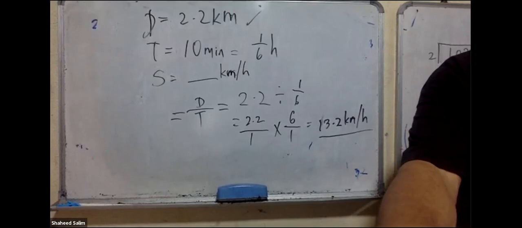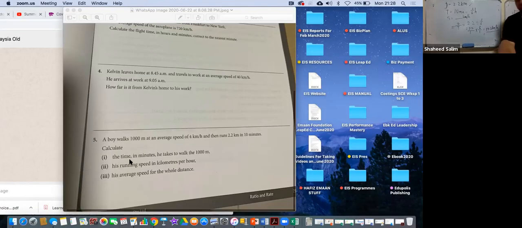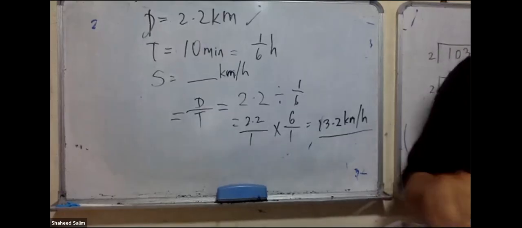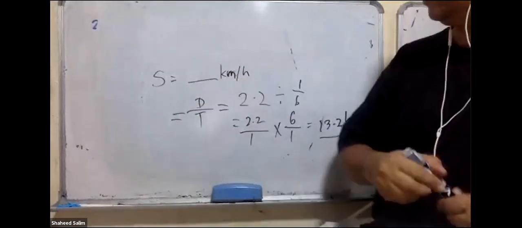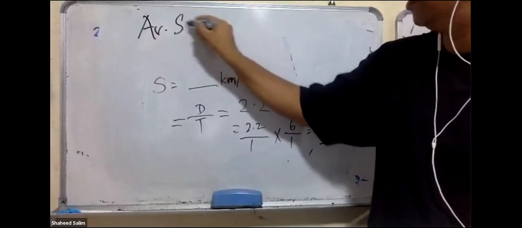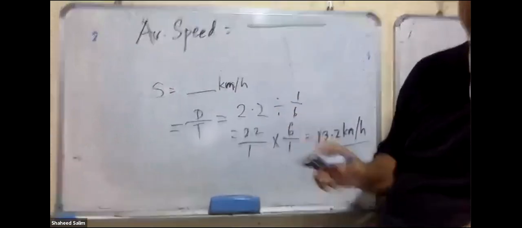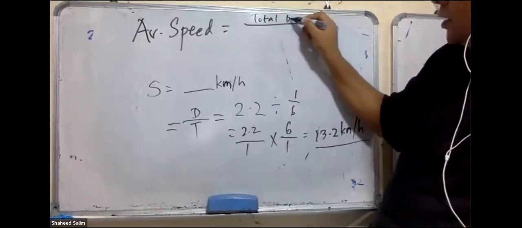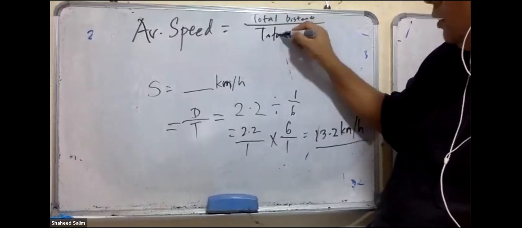You're okay, right? Okay, so we do the last part of the question, which is his average speed for the whole distance. So what's the formula for average speed? What does your book say? Okay, total distance. It's distance over time still, but now it's total.